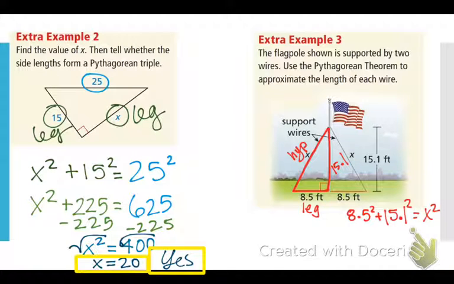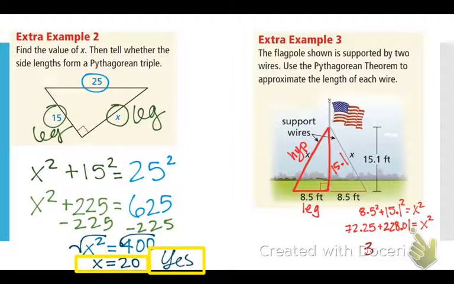8.5 squared is 72.25. And 15.1 squared is 228.01. All right, we add those together. What do we get when we add them together? 300.26. Take the square root, and x equals.